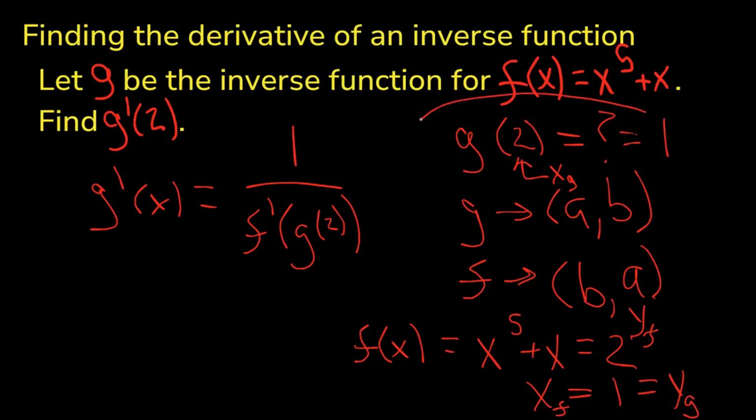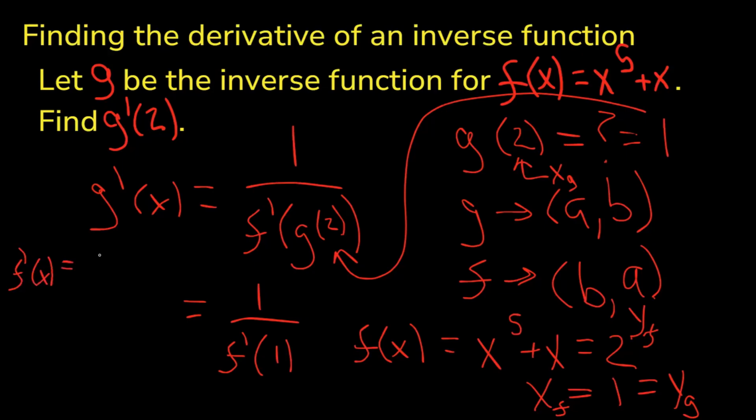And that's helpful because we can substitute that in here and get 1 over f prime of what g of 2 is, which is 1. Now it's simple to take f prime of x, 5x to the fourth plus 1. So f prime of 1 is just 6, and this simplifies to 1/6.